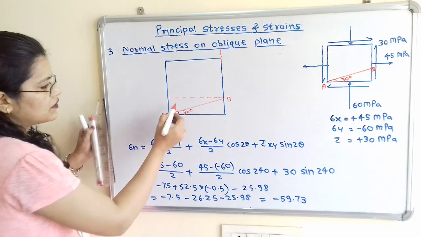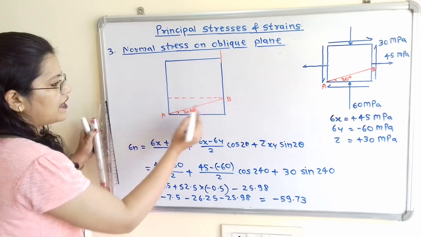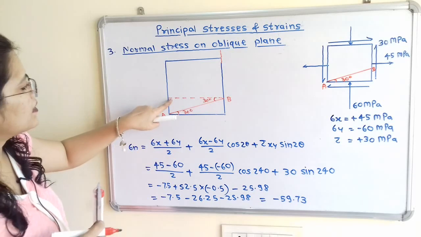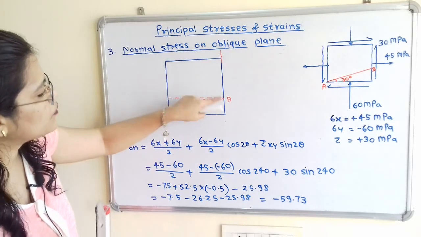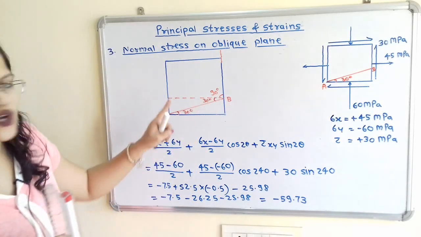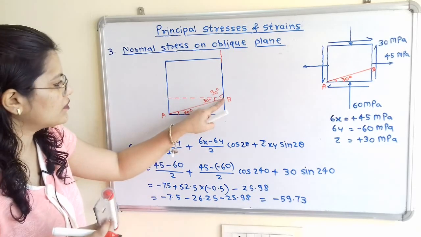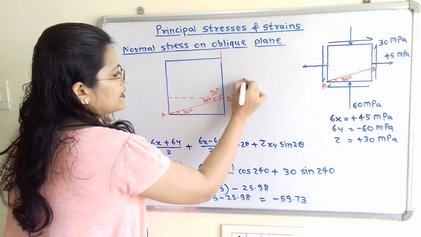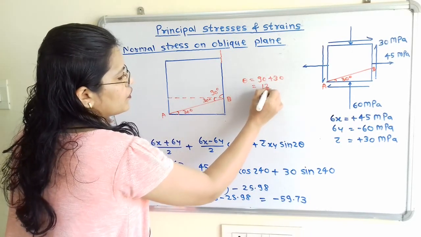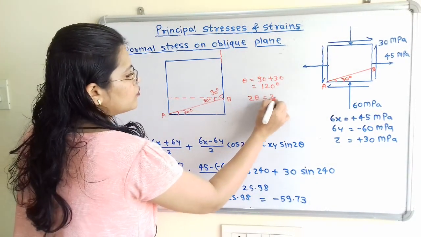Now if we observe, these two are parallel lines and this is the common inclined line. So here is the angle 30 degrees. And the angle between this horizontal line and this vertical line is equal to 90 degrees. So the total angle theta that we have to consider, the angle of inclination for this oblique plane, theta is equal to 90 plus 30, that is 120 degrees. So 2 theta is equal to 240 degrees.